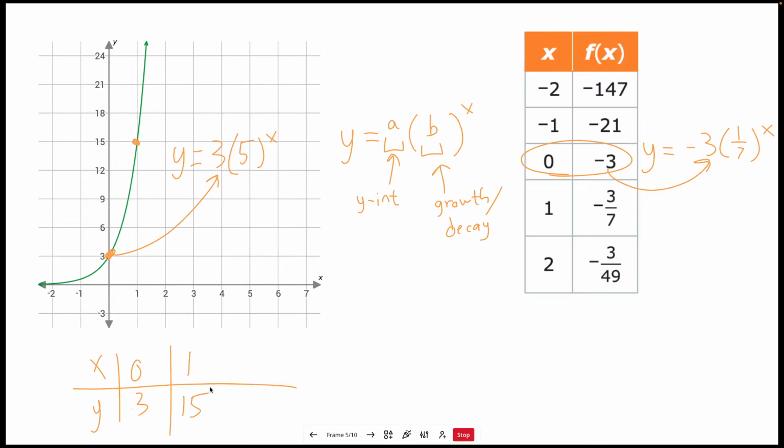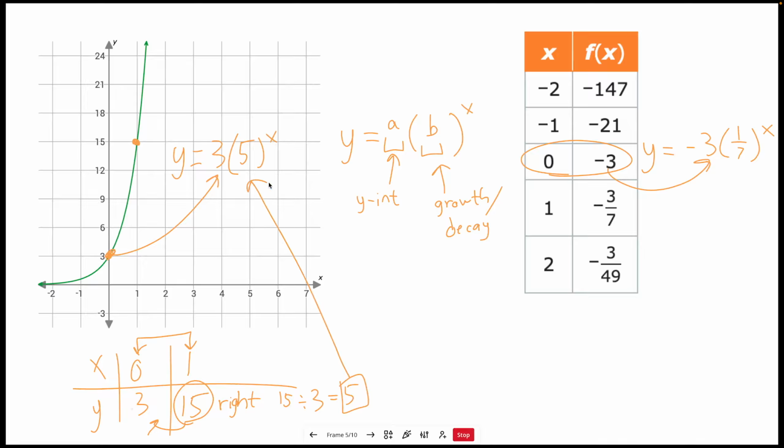1, 15. Now, very important here. The x numbers need to be separated by only 1. Okay, they need to be right next to each other. So we can use this, and then what you do is you divide the y on the right in your table, this y, divided by this y. So you do 15 divided by 3, not the other way around, right? You have to do the one on the right divided by the one on the left. So 15 divided by 3 is 5, and this is how they come up with this number here.